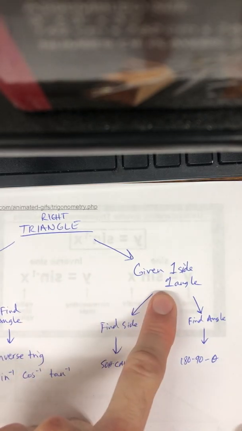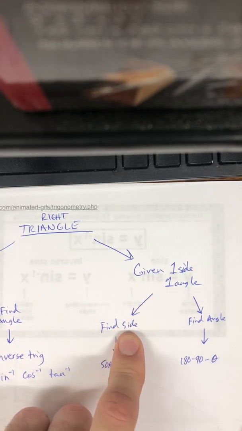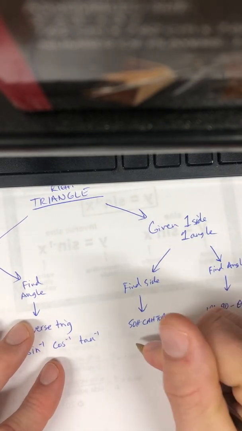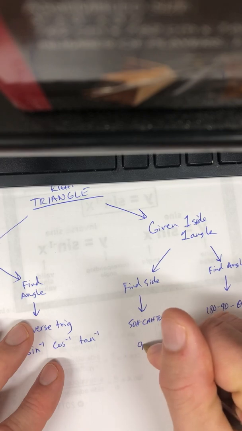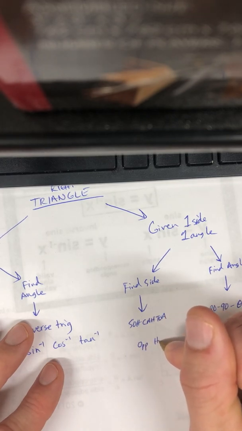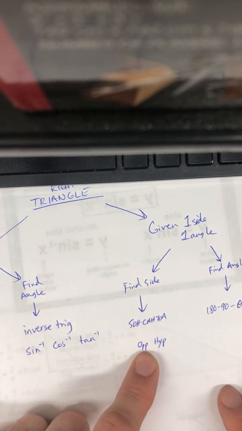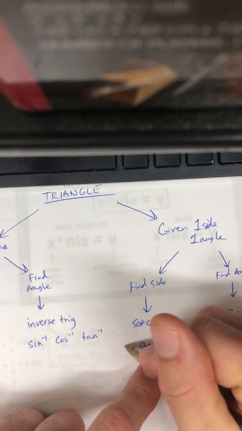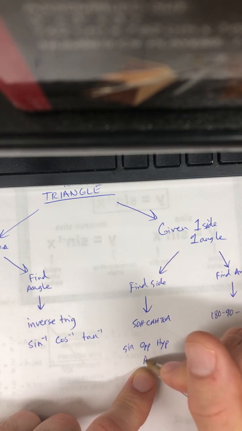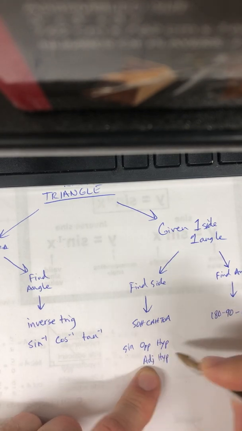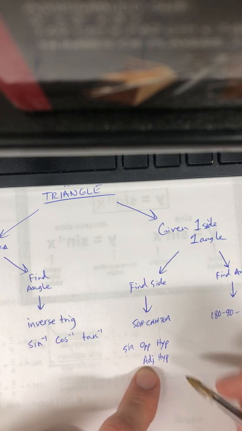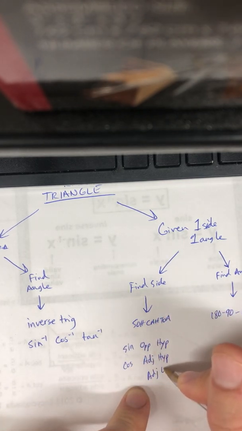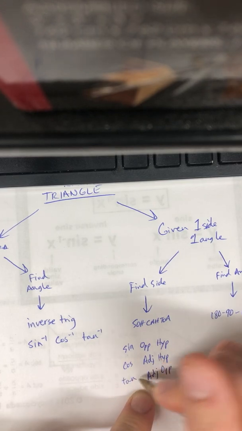If you're given one side and one angle and you're asked to find a side, that's where you use SOHCAHTOA. If you have the opposite and the hypotenuse, and one of these has to be x, right? One of these has to be what you're trying to find, then you use sine. And if you're given the adjacent and the hypotenuse, and again, one of these has to be unknown, use cosine. And then adjacent and opposite, then use tangent.